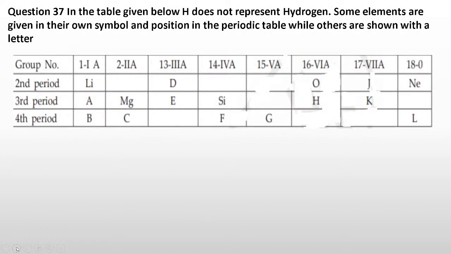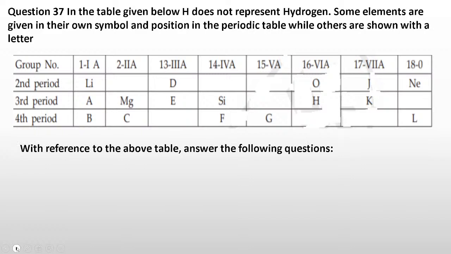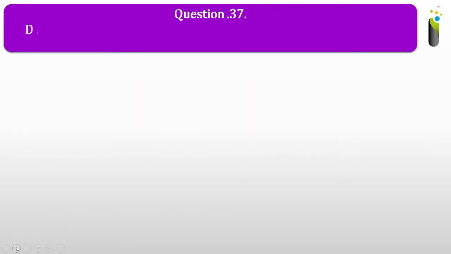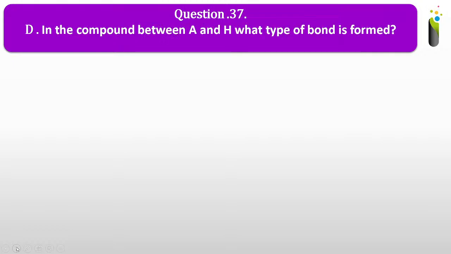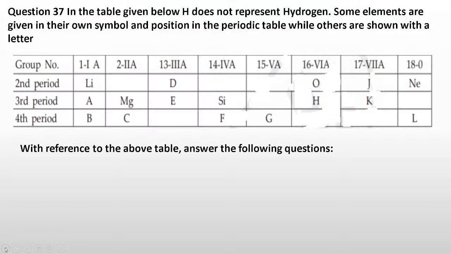Question number 37. Once again, look at this properly and answer the question. Sub question D. In the compound between A and H, what type of bond is formed? Please have a look at it once again so that you don't go wrong. In the compound between A and H, which is going to be the bond that is formed?